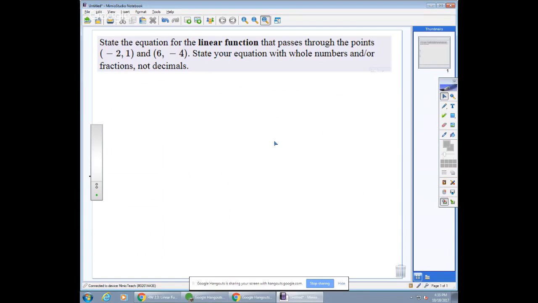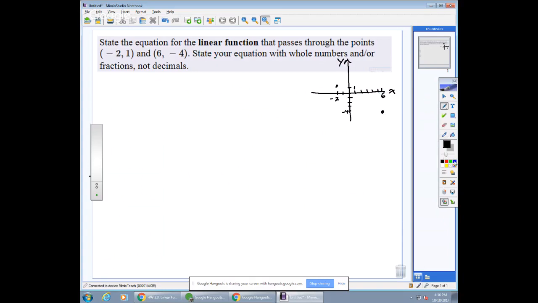Usually what I like to do is graph them, and along with the graph, I'll do a calculation. So just a rough sketch on the side here. I have the point -2, 1. It's about there. And I have the point 6, -4. It doesn't have to be a perfect graph, just rough. There's my x-axis, there's my y, and here's my other point.